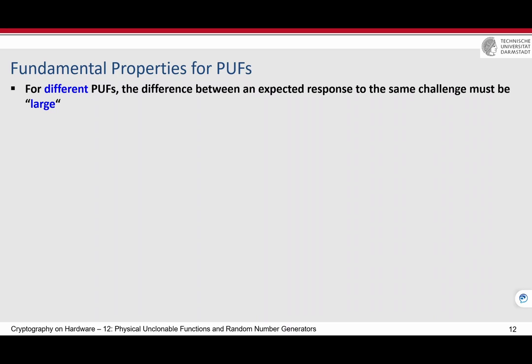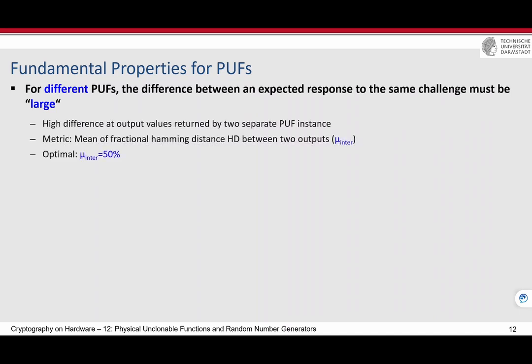Before explaining the electronic PUFs and the PUFs that we can build with electronic devices, there are some fundamental properties of PUFs. For example, for different PUFs, the difference between the expected responses to the same challenge must be large. It means that you send one challenge to different PUFs, or different instances of the same PUF, but the outputs should be far away from each other. I mean, the difference or distance between these responses should be high.